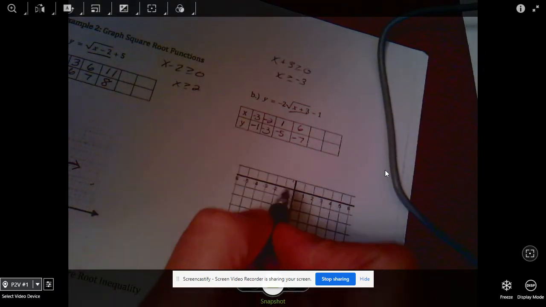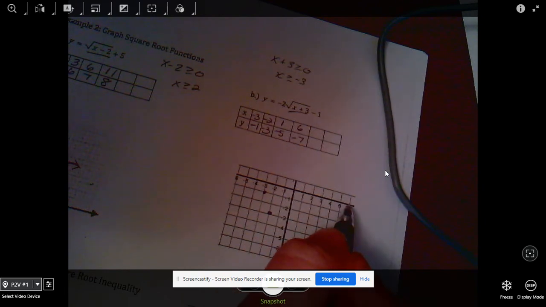I put in 2. No. 3. No. 4. 5. 6. 6 plus 3 is 9. Square root of 9 is 3. 3 times -2 is -6, -7. Okay. That's good. Let's try it. 3, -1. -2, -3. 1, -5. 6, -7. Does it have that curve?